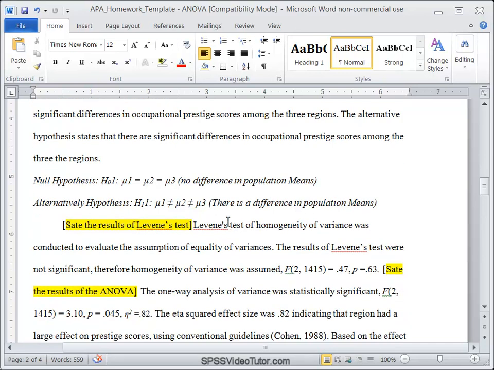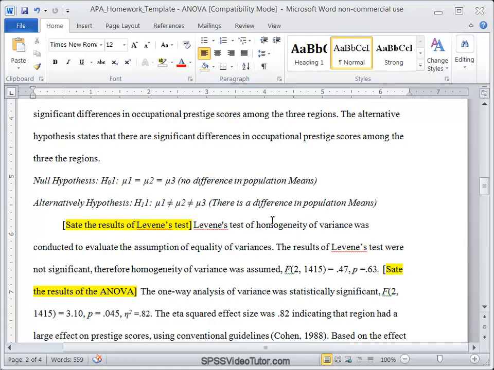Alright? Next, you want to report the significance of the test. And the first thing that you're going to report on is Levene's test of homogeneity of variance. Okay? This is very important. If Levene's test is not significant, you don't have to report the results. Okay? You can simply say that there were no violations in the assumption of equality of variances, or you can just skip it altogether. Okay?